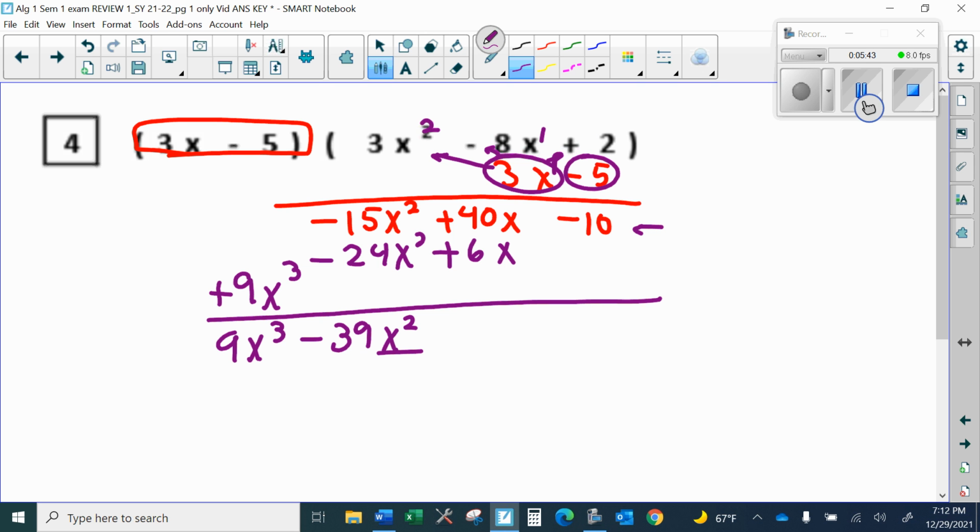The base, the exponents do not change. That says x cubed, that says x squared. This one's going to say x. 40 and 6 is 46. X. These do not change. Only the coefficients do you add or subtract. And lastly, there. So there's my answer right there.